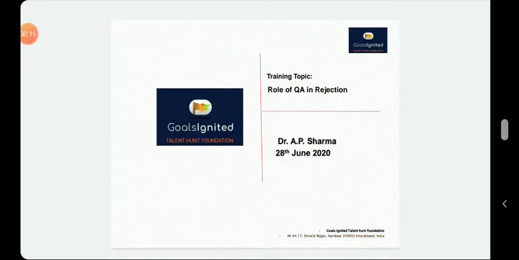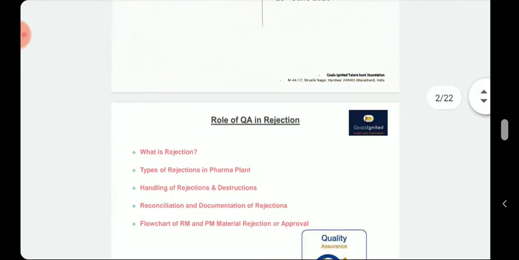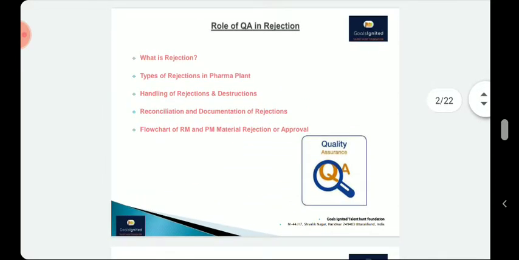We are going to start today's training session on the role of QA in rejection. First of all, in this presentation we will discuss what is rejection, the definition of rejection, types of rejection in a pharma plant, handling of rejections and destructions, reconciliation and documentation of rejections, and the flowchart of the RM and packing material rejections or approval. So these all will be discussed here.